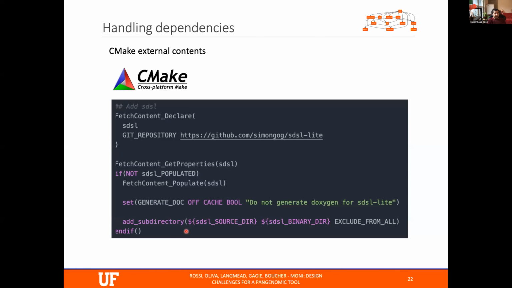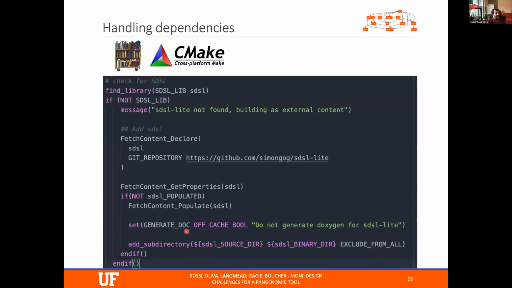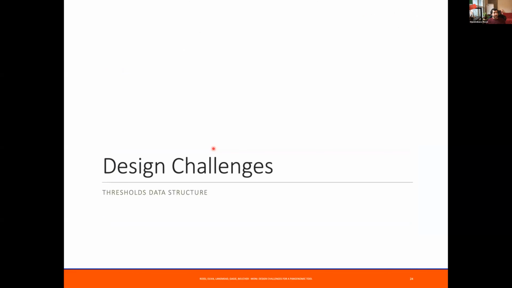Now, how do we combine this with the library method? Well, we first check whether the library is available or not. If the library is not available, then we download it, then we include it. That's the easiest thing. Okay, so I'm done with the first challenge. I will have to go a little bit faster now, but I hope you can catch up.